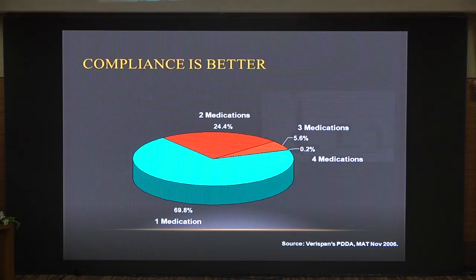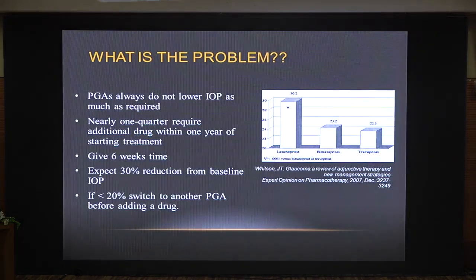So that must make you think a bit, isn't it? The problem is that prostaglandins don't lower the pressure as much as you want. So you need to put a next one in. And nearly 1/4 require an additional drug within a year of starting treatment. But you have to give them 6 weeks' time, and you have to expect 30% reduction. If it's not, you switch the class.